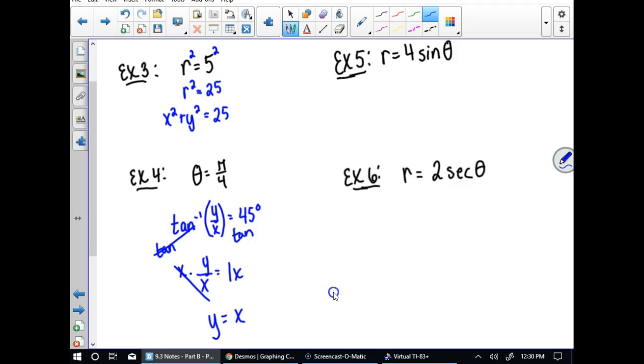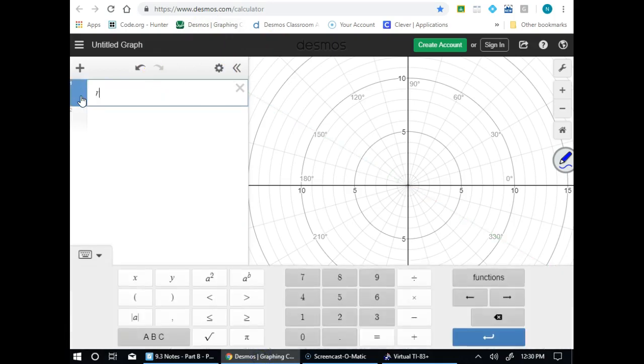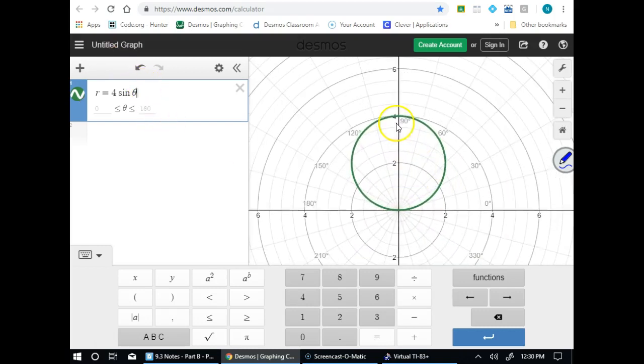Okay. Let's look at 5. It's a little bit different. Let's graph it on Desmos. So r equals, what did I have there? 4 sine theta. Okay, so this gives me a circle, but it's a different kind of circle because the center is not 0, 0, right? The center is not the origin, or sometimes that center in polar coordinates is called the pole instead of the origin. So this one is a little bit weird, right?